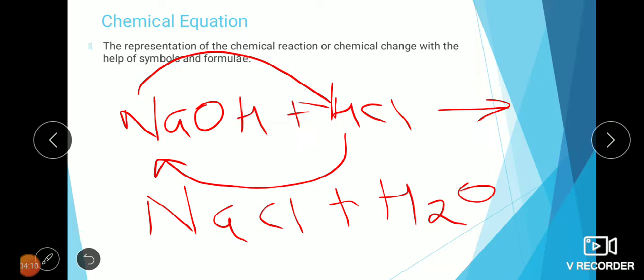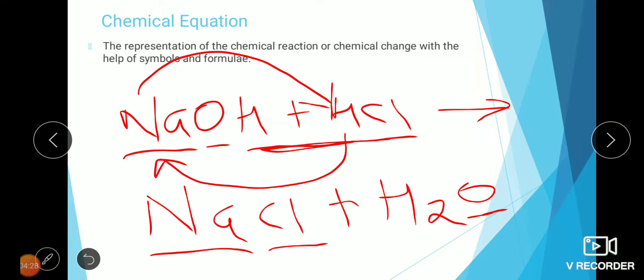Now if you see on the reactant side I have one sodium, on the product side I also have one sodium. On the reactant side I have one chlorine, on the product side again I have one chlorine. On the reactant side I have one oxygen, on the product side I have one oxygen. On the reactant side I have two hydrogen, one in sodium hydroxide and the other one in hydrochloric acid. So on the product side I have two hydrogen. That means here I can see the number of atoms on the reactant side is equal to the number of atoms on the product side. Then it is called as balanced chemical equation.